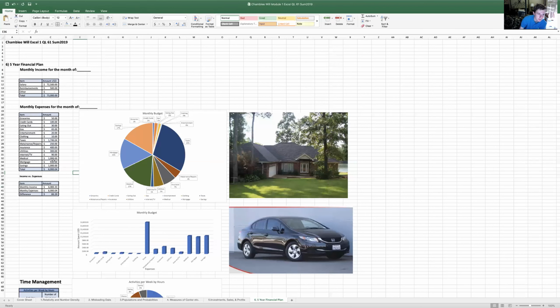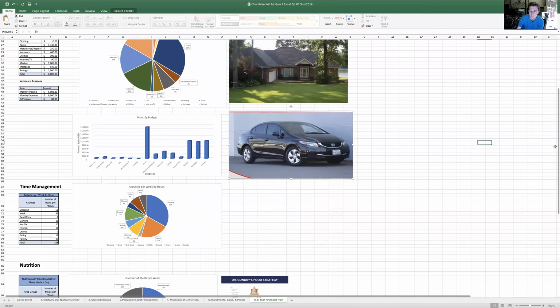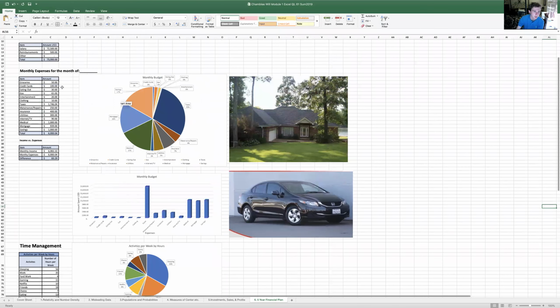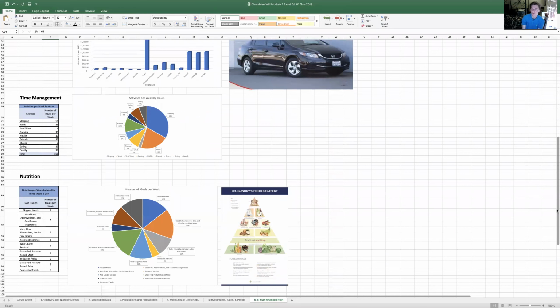For mortgage, I just looked up the regular house price, and I think I did a 30-year mortgage to calculate the $939. Let's go to time management. Oh, and just a sample picture of a nice house that I thought of in the Lark area, and then a Honda Civic. It's fuel efficient, saving me money on gas. Hopefully only 2 fill-ups a month would be preferable. That's what I average about right now.